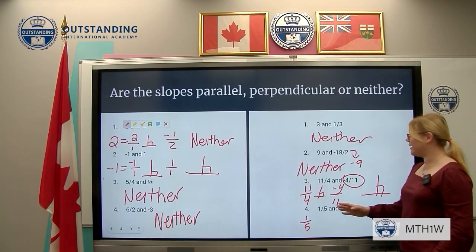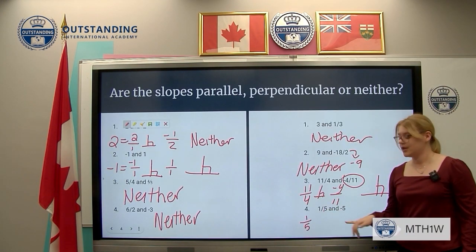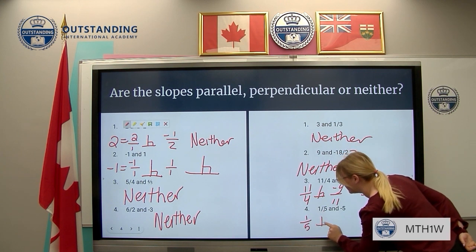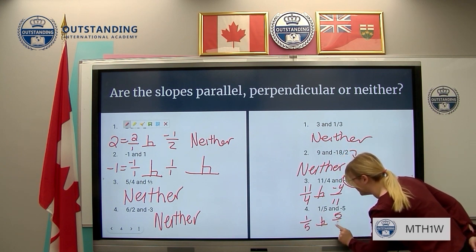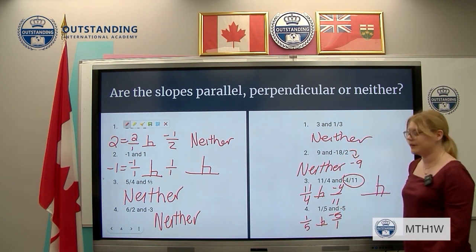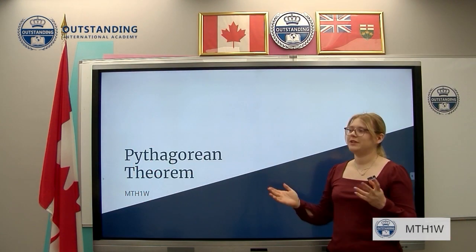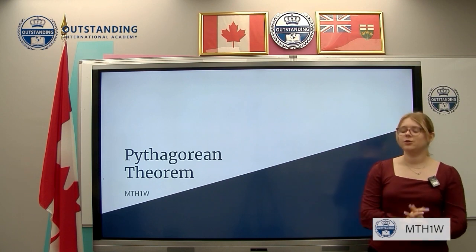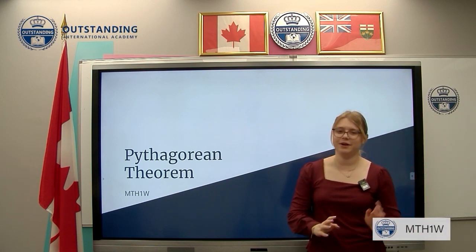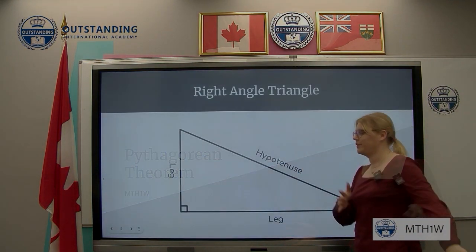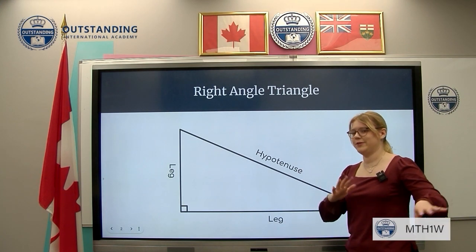Okay, so lastly we have 1 over 5 and negative 5. When we flip 1 over 5, it becomes 5 over 1, and then we stick that negative sign in front. We know that negative 5 over 1 just gives us Pythagorean theorem. Pythagorean theorem is something that you will probably remember even if you don't take math for probably the rest of your life. Worry about the big word of Pythagorean theorem.